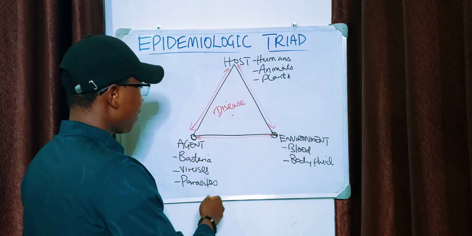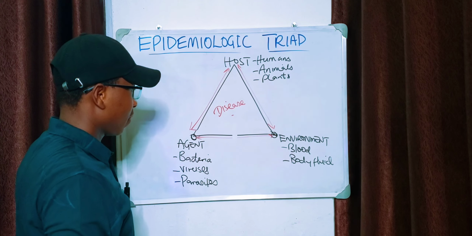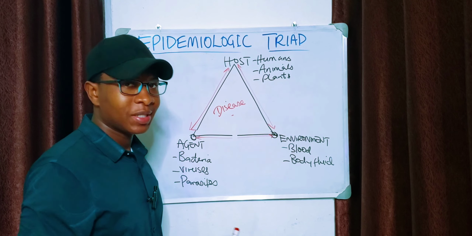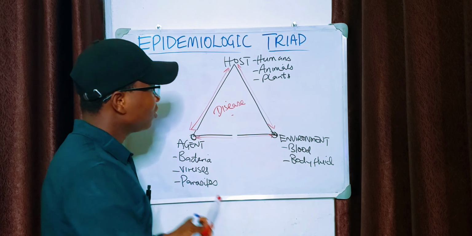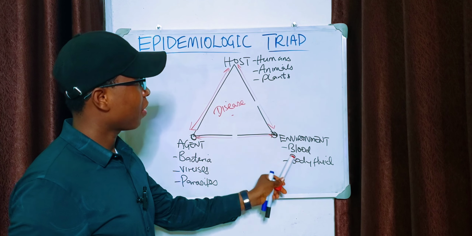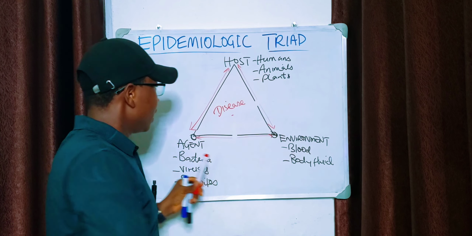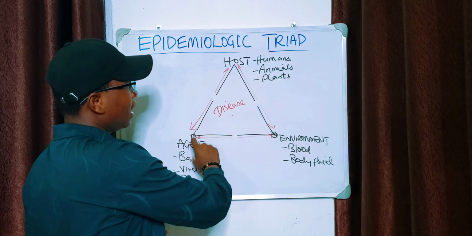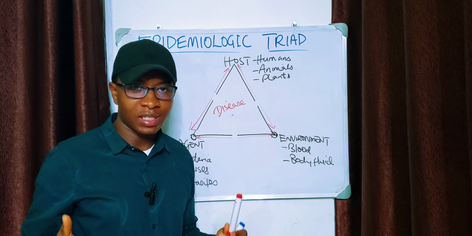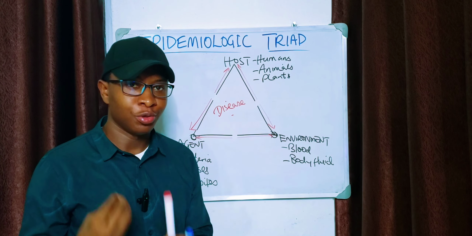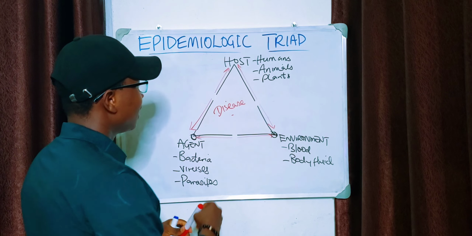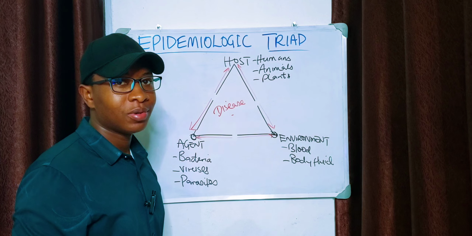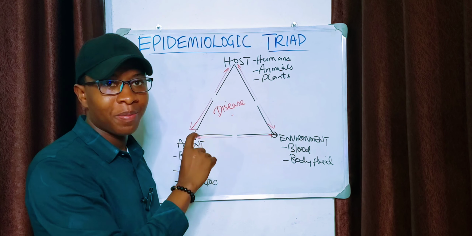All right. So if I break this point and there is no connection between the agent and the environment, there will be no disease. If I also break this point, there is no connection between the environment and the host, there will be no disease. Same thing happens if I break this point. There will be no connection between the agent and the host, and so there will be no disease. So basically, what epidemiologists or public health officers do is that they look for one of the angles or one of the chains connecting them and break it.